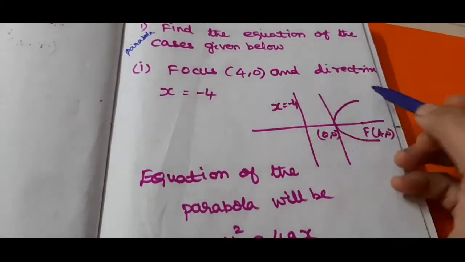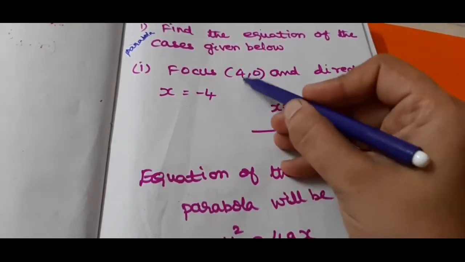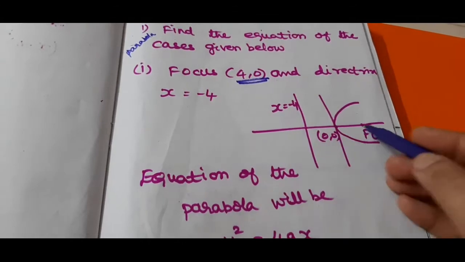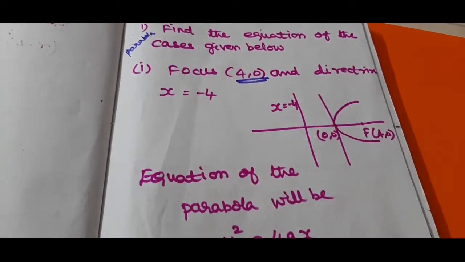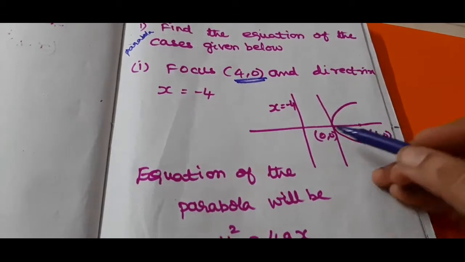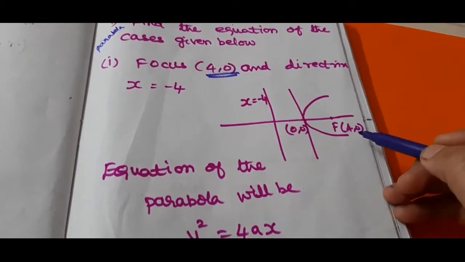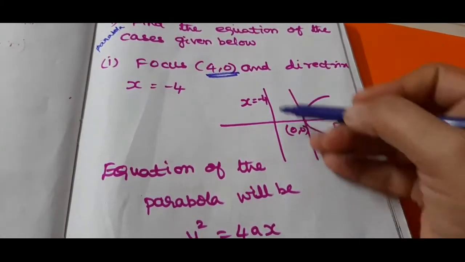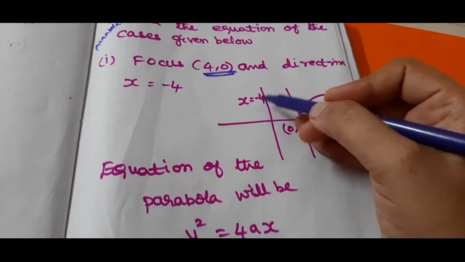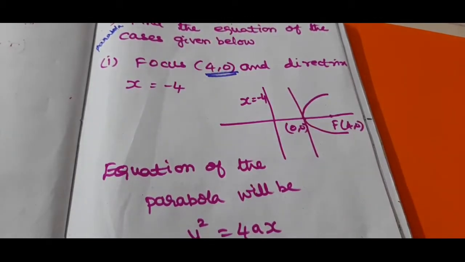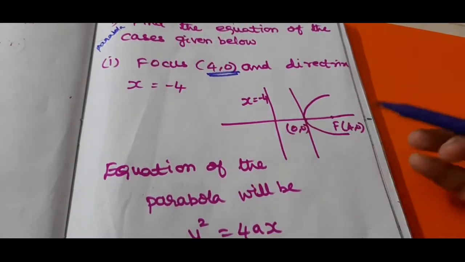So the parabola's focus is (4, 0). Here this is the x-axis and this is the y-axis. So the vertex is (0, 0). Focus is (4, 0). This is the line x = -4, that is the directrix equation. I have drawn a rough figure.